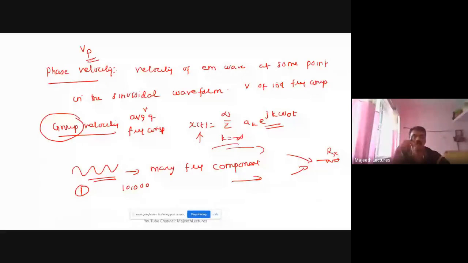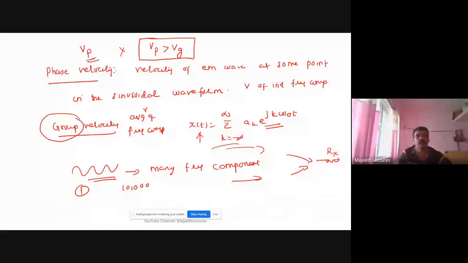So let us assume you are running in a marathon. What will happen? You may run faster than somebody or slower than somebody. That speed is known as phase velocity, individual velocity. But if you take an average of the running speed of all the participants, that is called average or group velocity. So who will mostly be faster? Individual velocity will be faster. So Vp is always greater than Vg.